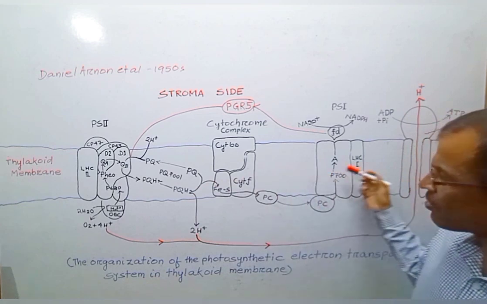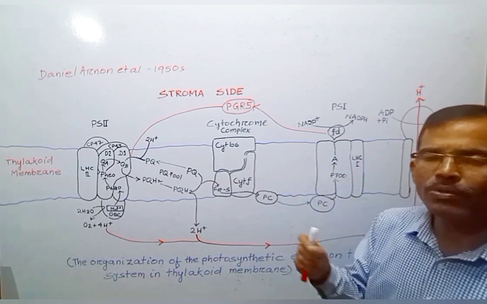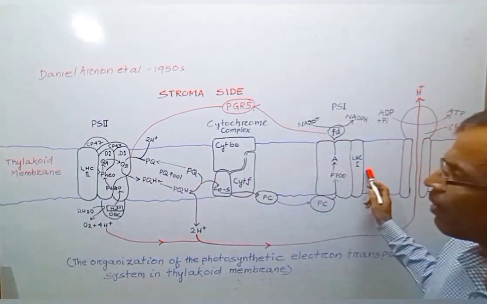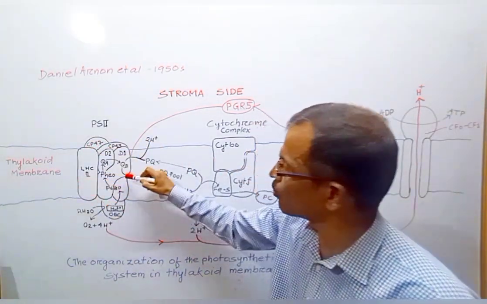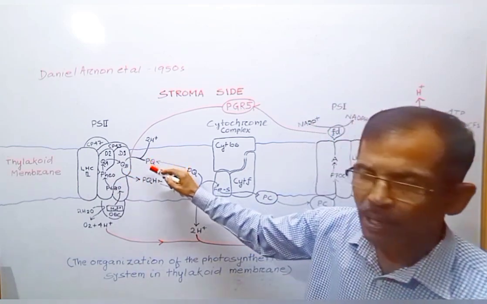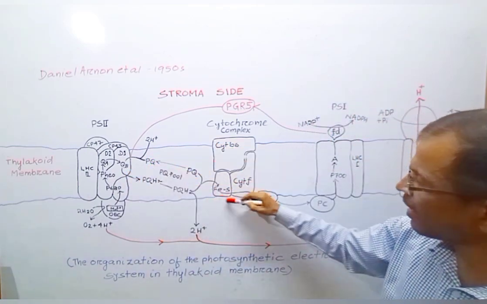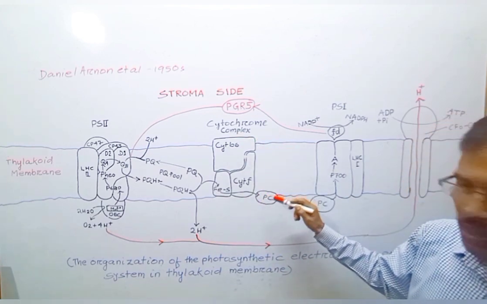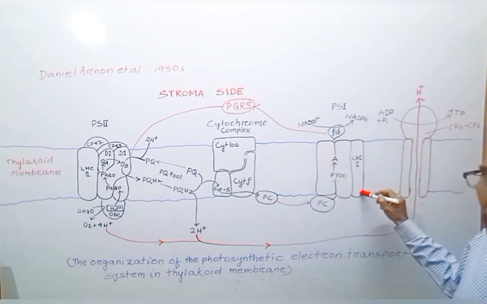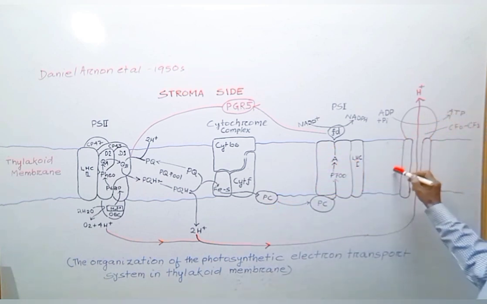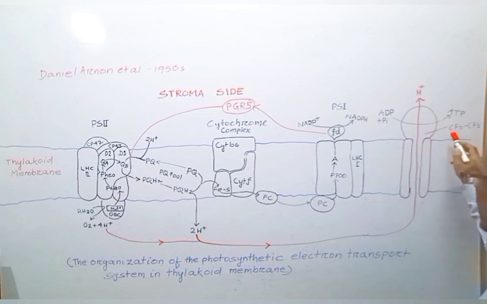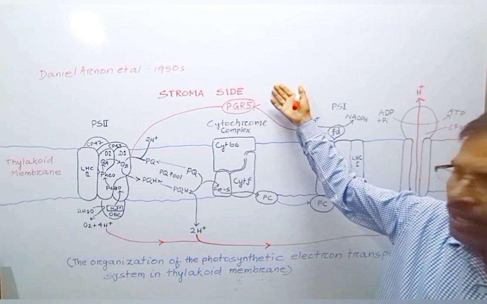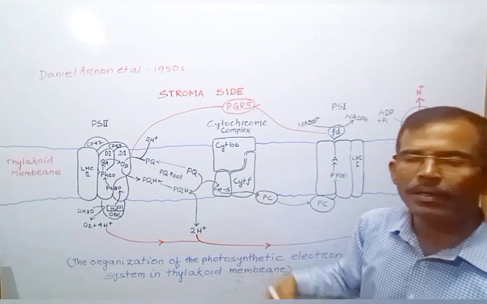This figure shows the organization of the photosynthetic electron transport system in the thylakoid membrane. This is photosystem 2. PQ stands for plastoquinone. This is cytochrome b6f complex. PC stands for plastocyanin. Photosystem 1 and ATP synthase, which is also known as CF0-CF1. That side is the stroma and this side is the thylakoid lumen.